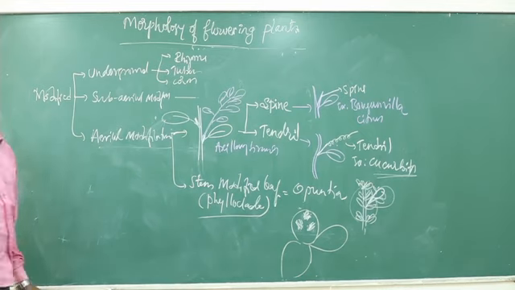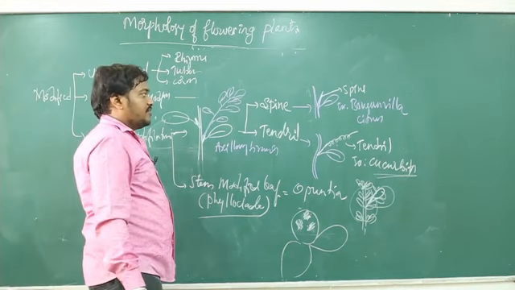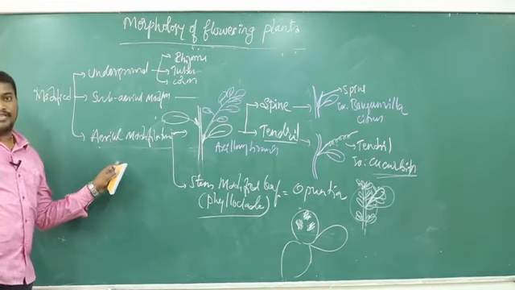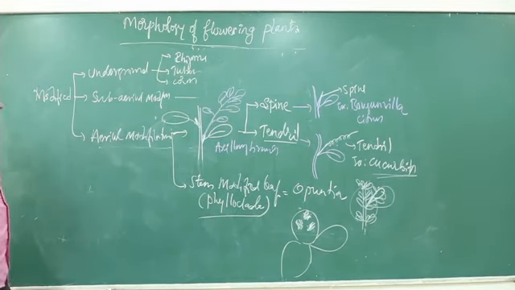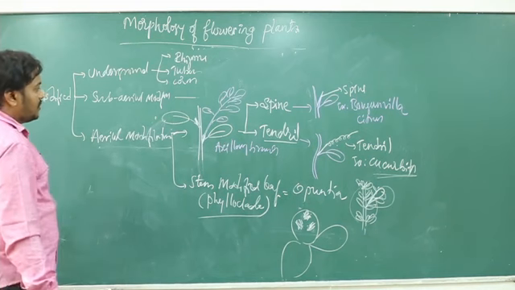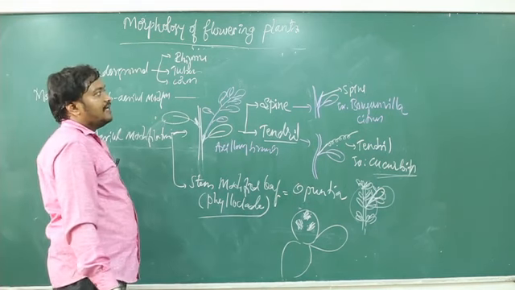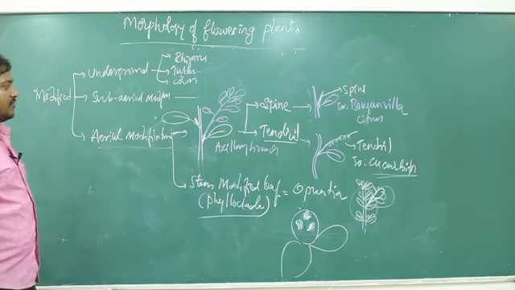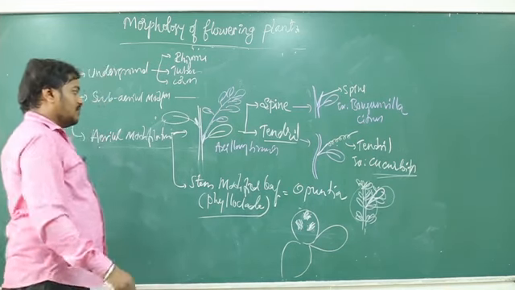Yeah, so hope you got the different types of modification. Remember, tendril modification is not only observed in stem, even leaves also get modified into tendrils. Okay, so here you need to remember the examples. Spines: bougainvillea and citrus. Tendril: cucurbits. You can remember stem modified to leaf is called phylloclade.